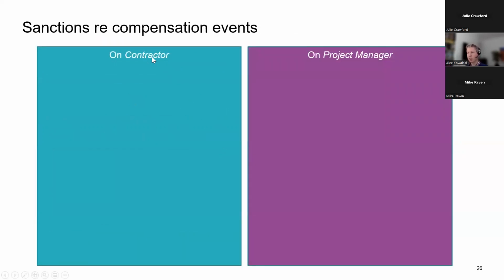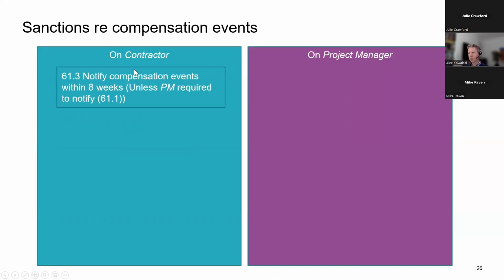What happens if you don't engage with this process? The contract keeps things moving along. So the contractor has only got 8 weeks to notify compensation events, unless it was one that the project manager should have notified. Okay, so they've got a hard time bar. If they don't get their notification in, no compensation event.